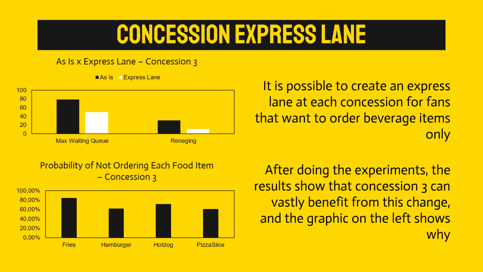An express lane was also designed on concessions for fans that want to order beverage items only. After experimentation, Concession 3 showed a good reduction in reneging and maximum queue length, which makes sense since the probability of fans not ordering food items in this concession is fairly high. For the rest of the concessions, however, operations were worse than in the base model.